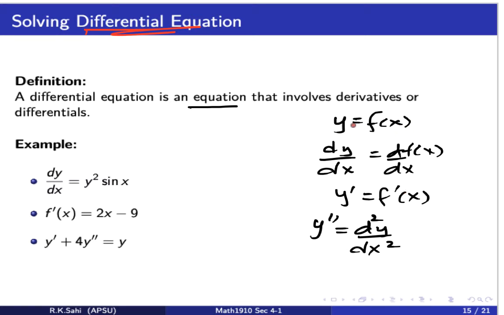Remember, when you say y is a function of x, it all goes back over here. So y is a function of x. If I take the differential of y, a simpler way of writing it is y prime equals a differential of f(x), which is f prime of x. Now, if I take a further derivative of this function, I will get y double prime, which is nothing but d2y over dx squared. It's a differential of a differential. So that's where we're going to look at the third example. So we have y prime plus 4y double prime equals y.